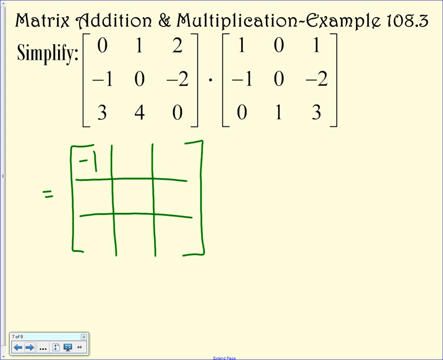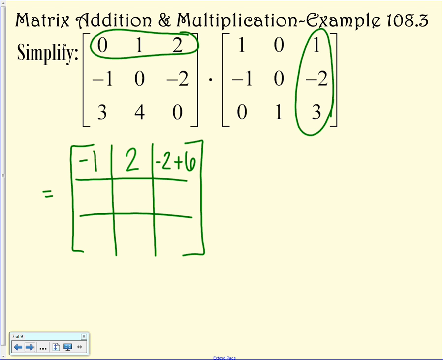Now we're going to do the first row by the second column. So we're going to have a 0 plus a 0 plus a 2. So now we go to the third column. We have a 0, we have a negative 2, and we have a positive 6. Okay? So that means we're finished with our first row now.